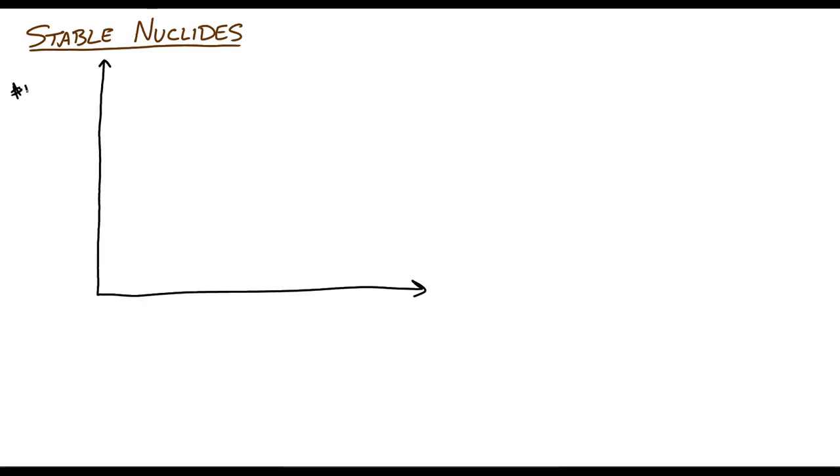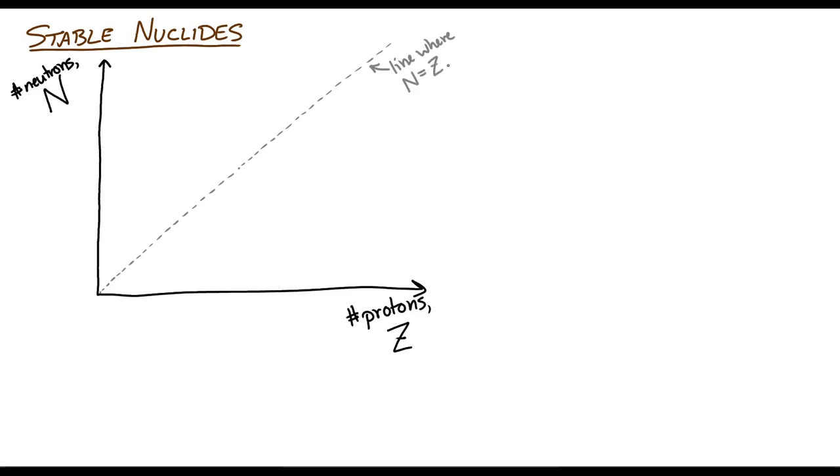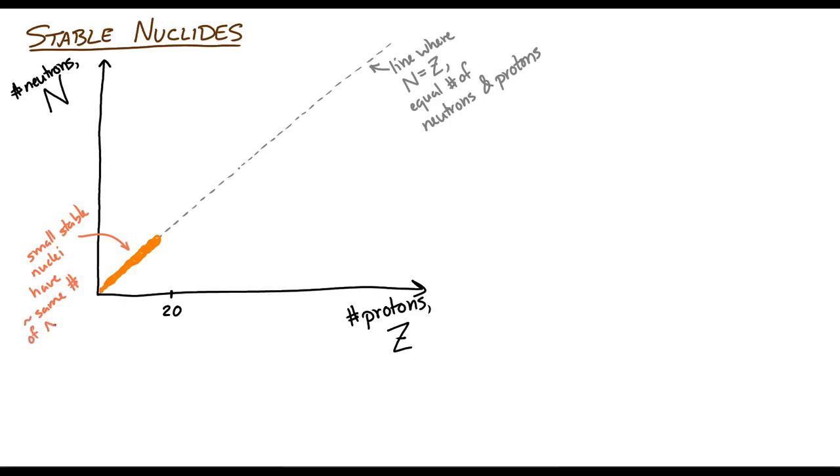Now let's look at stable nuclides in a new kind of graph. We're going to create a graph of number of neutrons in the nuclide versus number of protons in the nuclide. And before I show you where the stable nuclides are, I'm going to draw the 1-to-1 line, a line where we have an equal number of neutrons and protons. So it turns out that for very low Z, lower than about 15 or 20, small nuclei have approximately the same number of protons and neutrons. So stable nuclei exist about here.